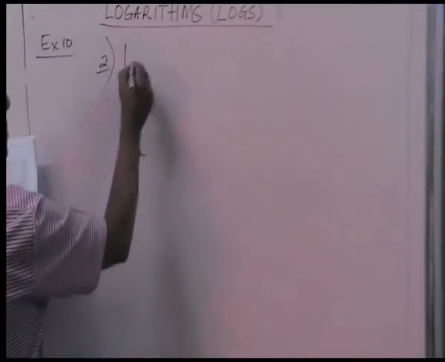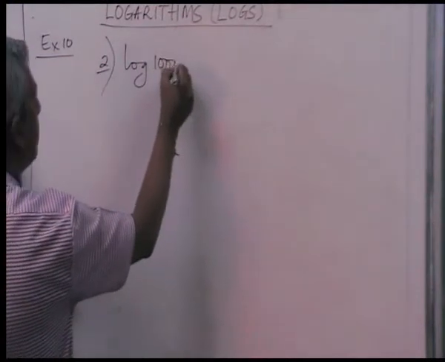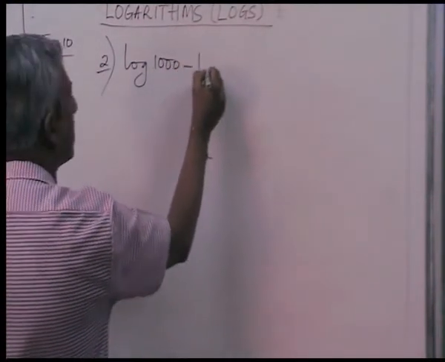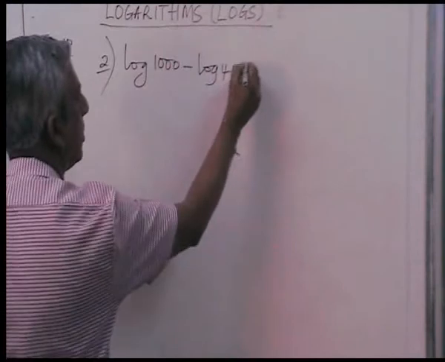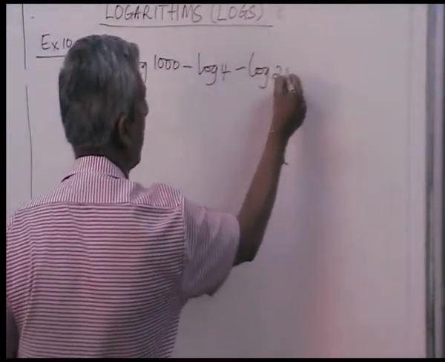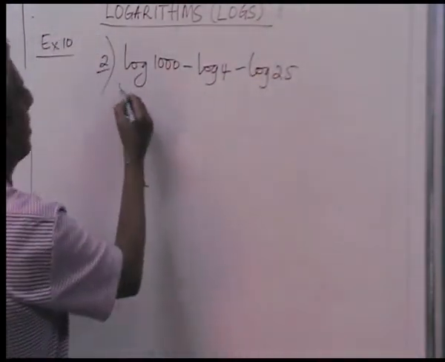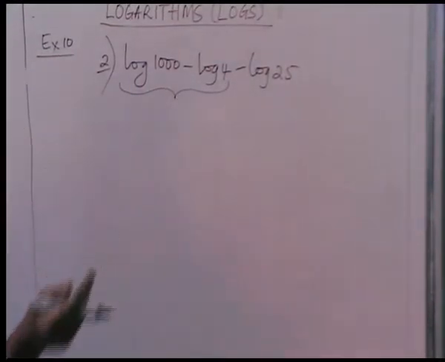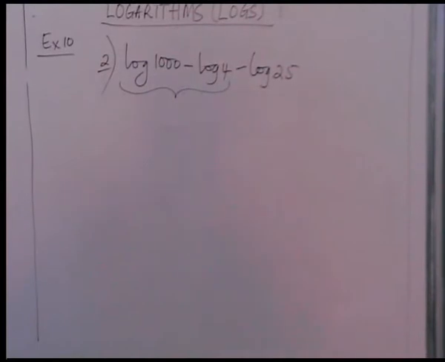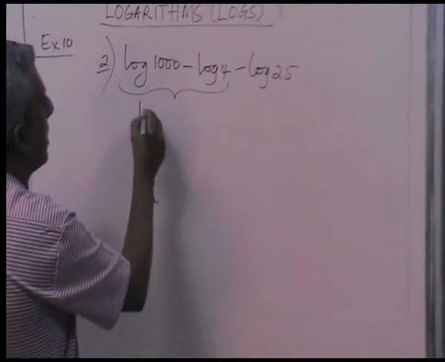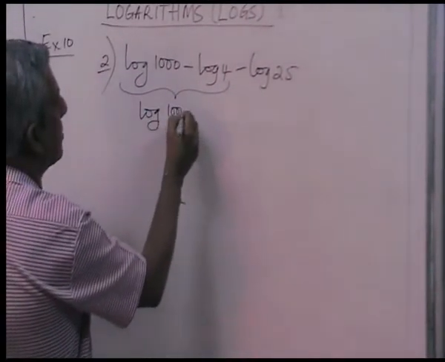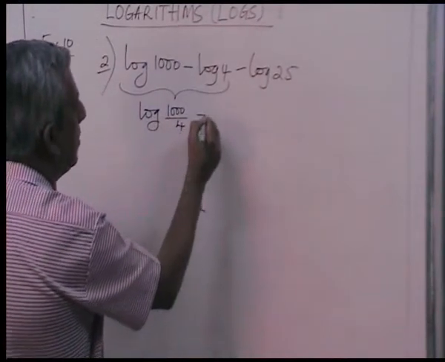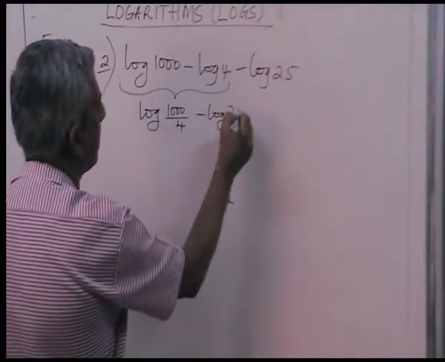Number 2 was log of 1,000 minus log 4 minus log 25. Well, if you like, you can just use the a minus b rule. You could put this in a calculator straight and just get an answer, or you could do it step by step. Log of 1,000 over 4 minus log of 25.